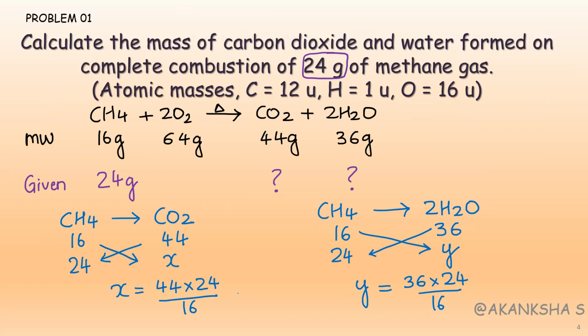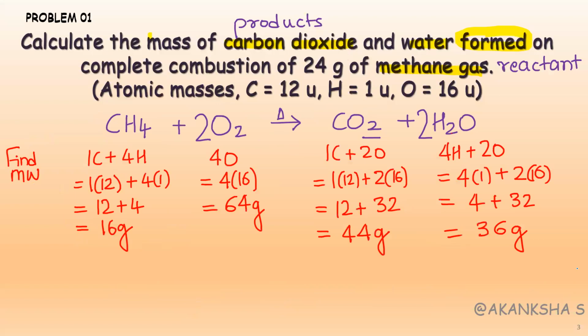So when you calculate, you will understand that almost 66 grams of CO2 has been generated from 24 grams of methane, and 54 grams of H2O has been generated from 24 grams of methane. So stoichiometric problems require a pattern of solving, which makes it easy.